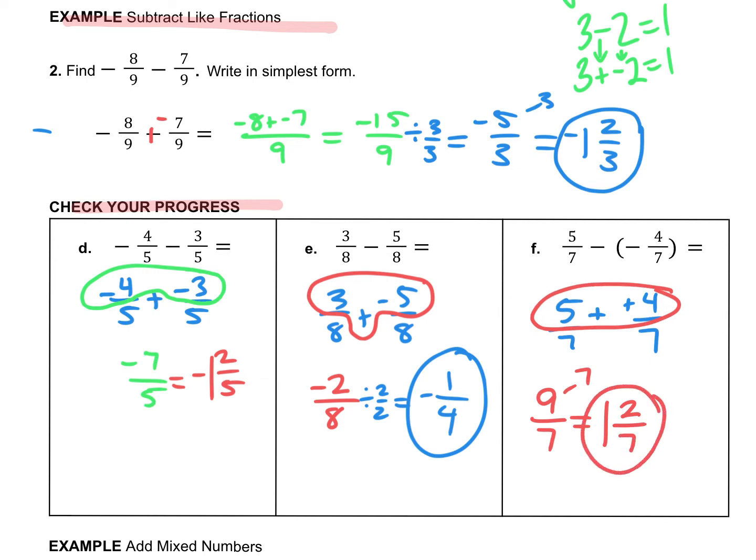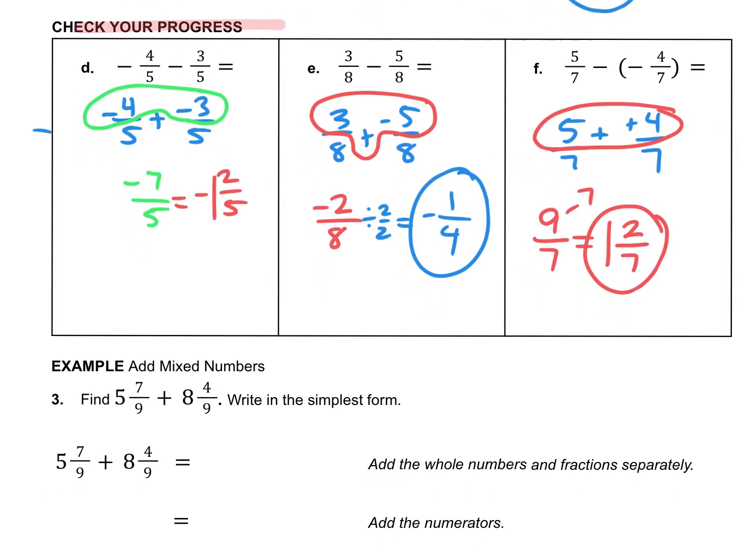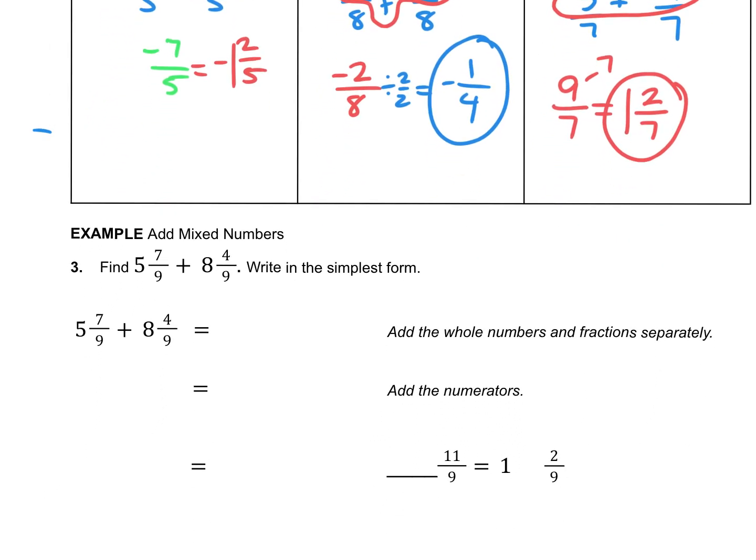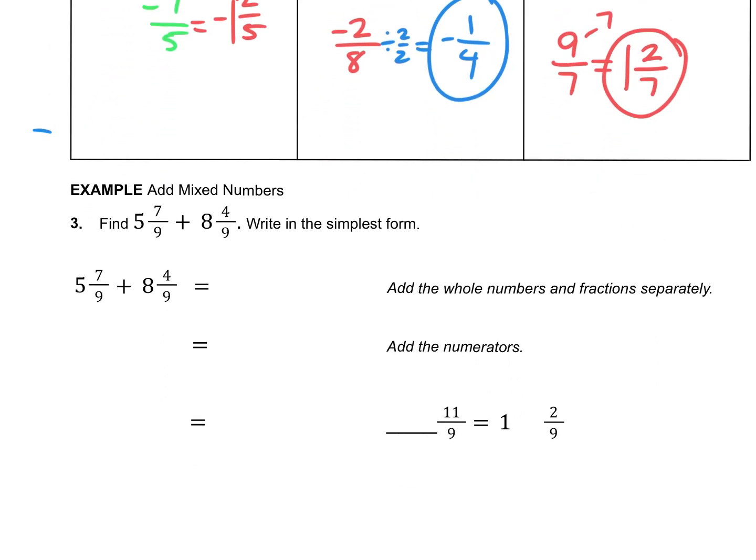Hopefully, you're starting to feel more and more confident, and if not, please write down questions that you have. We'll move on to adding with mixed numbers. So remember, that is a whole number or integer with a fraction included. So we have 5 and 7/9 plus 8 and 4/9.